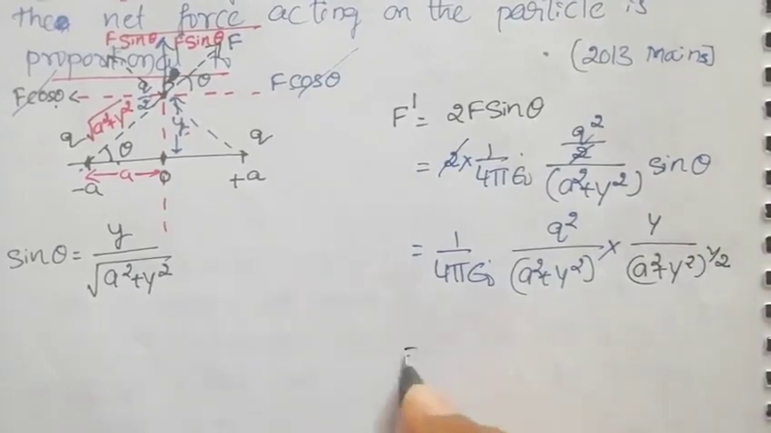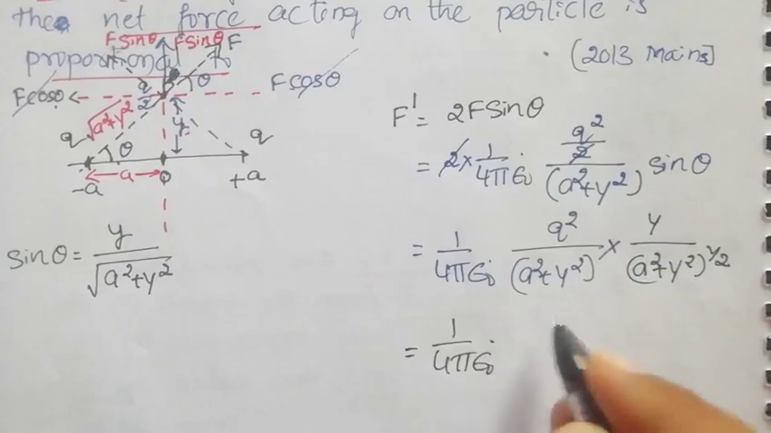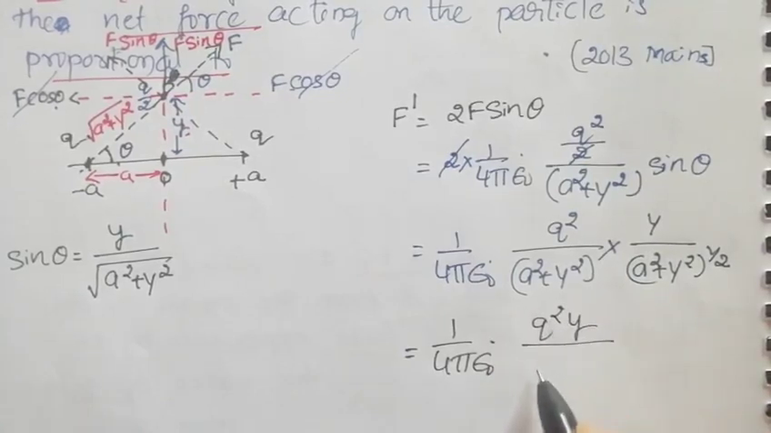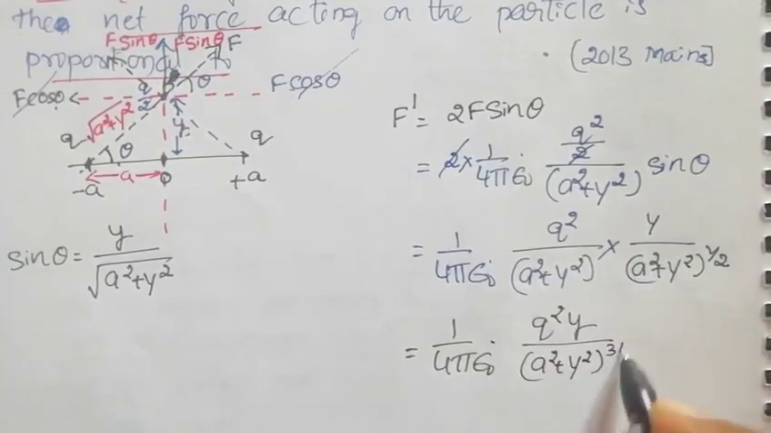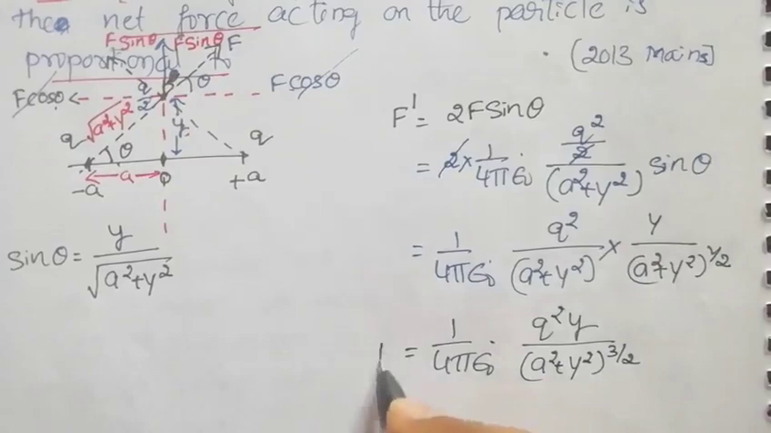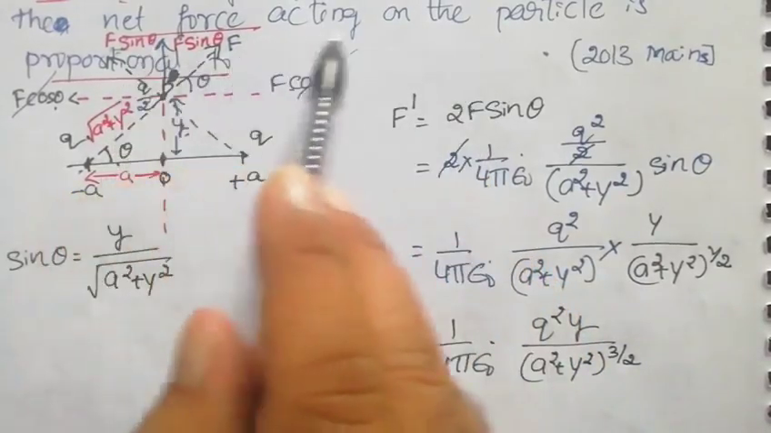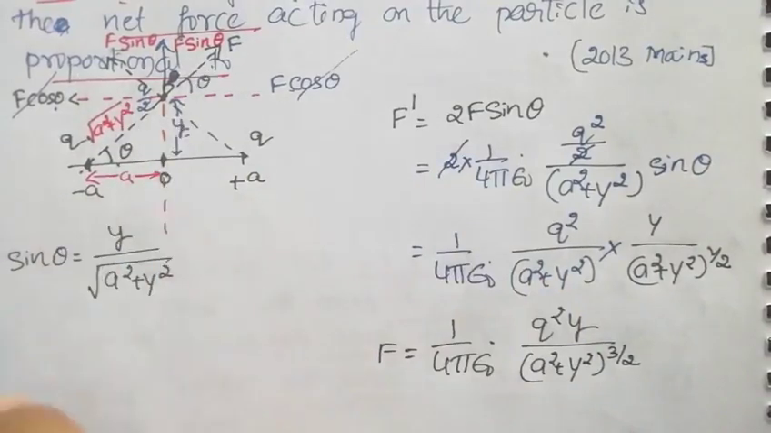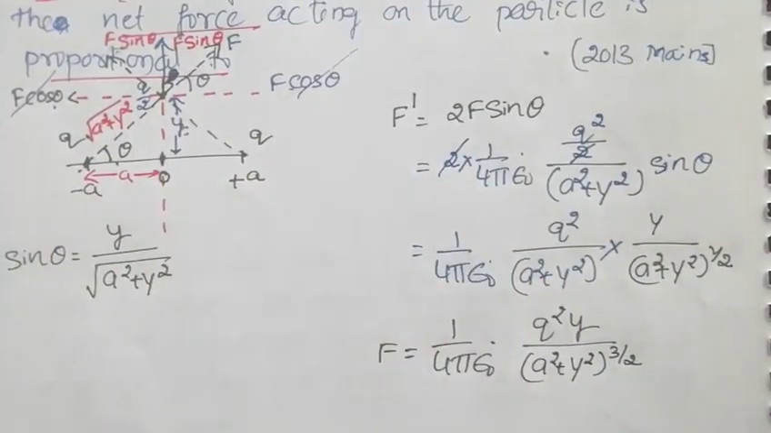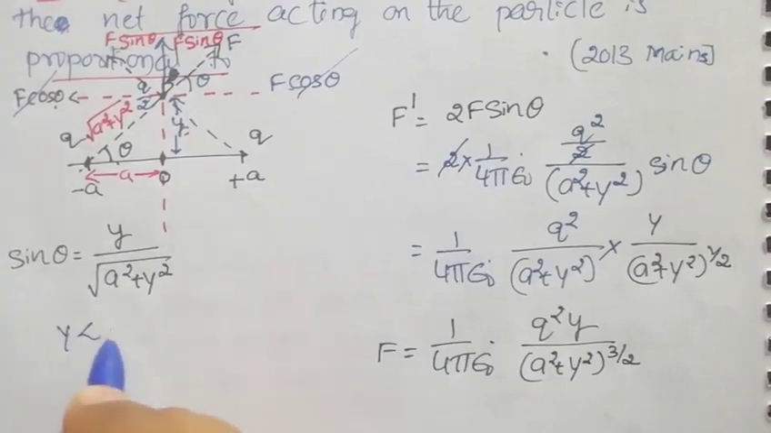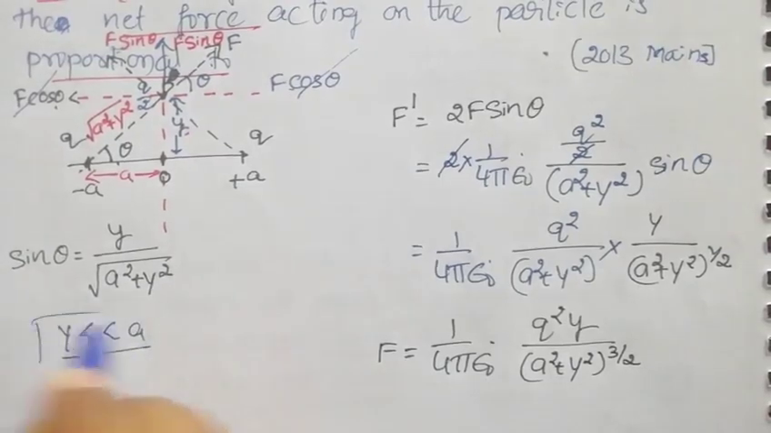So now if you simplify, you get 1 by 4 pi epsilon naught into Q square y by (A square plus Y square) whole power 3 by 2. That is a force. They are asking, force proportional to what? Net force acting on a particle is proportional to what? And they have given one more condition in the question. What condition have they given? Y is less than A. Do you remember this condition?